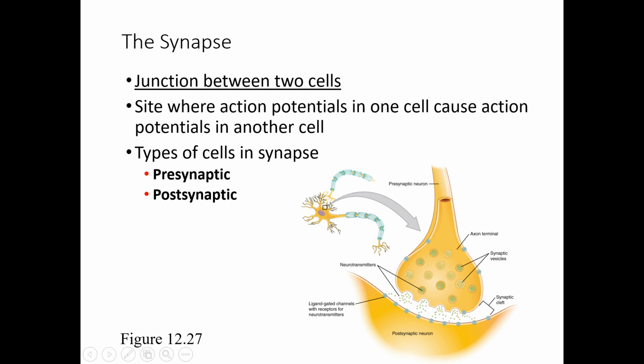Synapse. What is a synapse? It's a junction between two cells where action potential will be transferred from one cell to another cell. The first cell is called presynaptic neuron, and it's an axon terminal, the very end of the axon of one neuron. Another cell that receives action potential is called postsynaptic cell, usually a neuron, but it also can be a muscle cell or a gland cell.